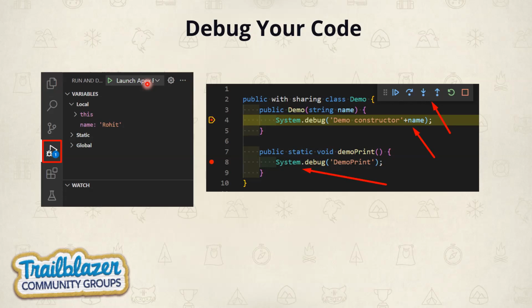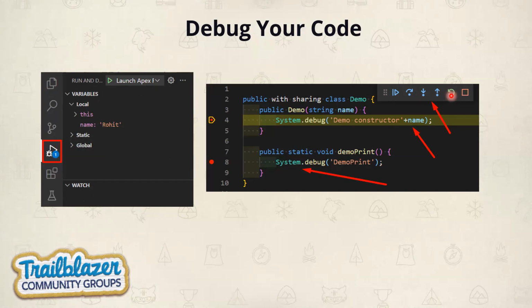Here you can see the Apex Replay Debugger symbol. Once you click this one, you can see Launch Apex. Under this Launch Apex window, you can see variables, local, static, global, and watch. We have lots of things; I will show you in our VS Code, so don't worry about that. Here you can see one small window with continue, step over, step into, reload, and stop. We will see these icons in the upcoming minutes.